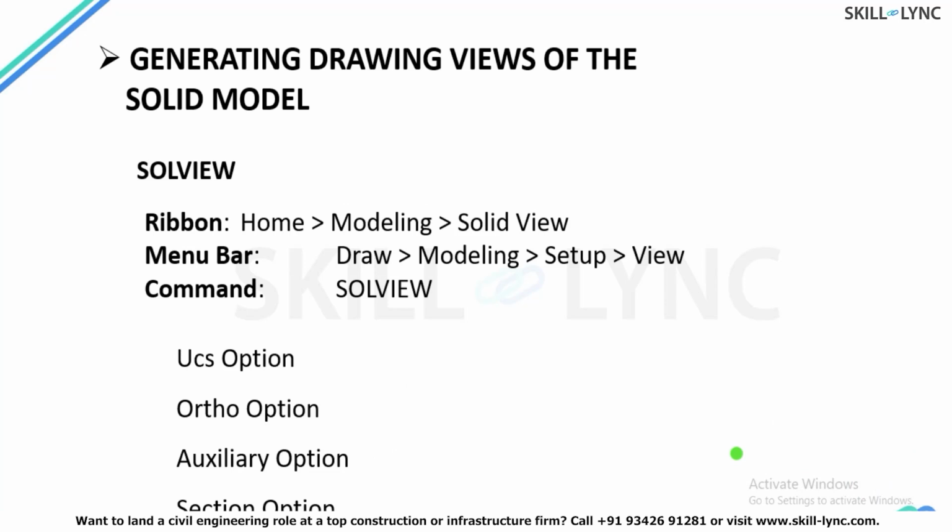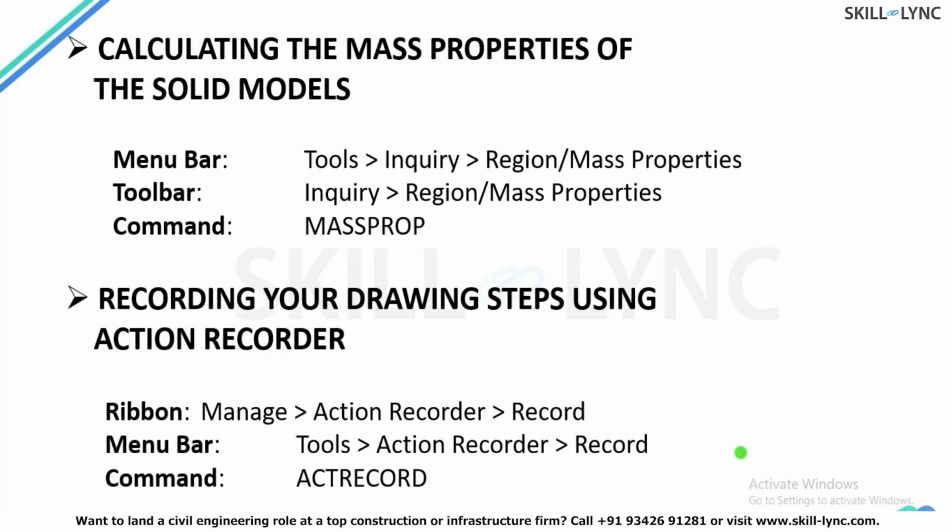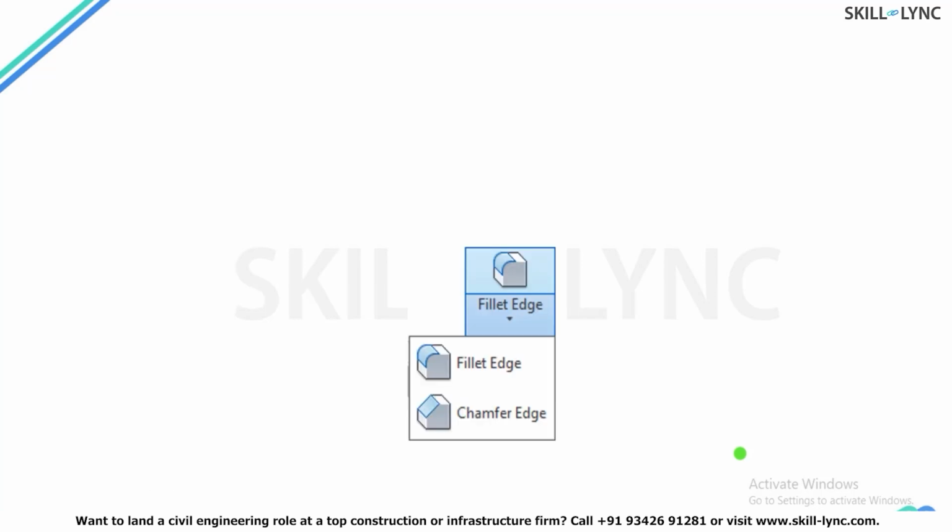Then generating drawing views of a solid model. For example, if you have got a 3D model, how you can develop a section view, that is, a drawing view of the solid model by using the SOLVIEW command. Next, we have already done the mask property, so we will also be taking care of the mask property, understanding what the mask property is all about.